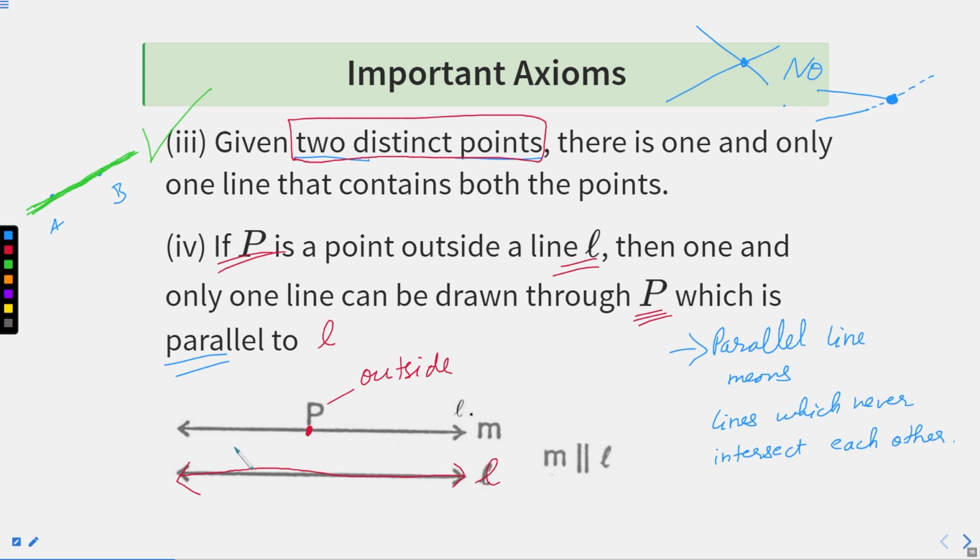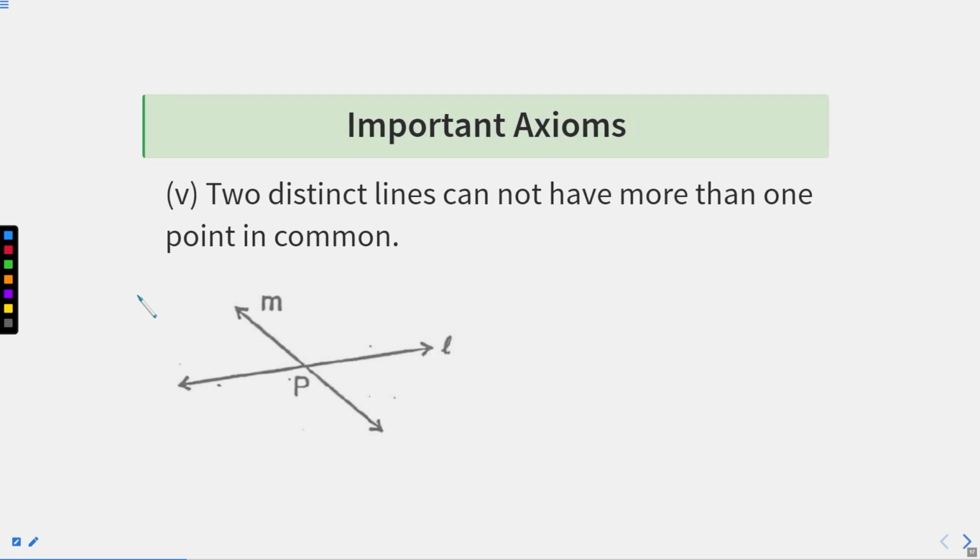So we have to draw a line which is parallel to M, that is a line which doesn't intersect L but passes through P. The number of such lines passing through P is only one. Only one line we can draw in such a manner. I hope the fourth axiom is all clear. Now let's move to the fifth axiom.